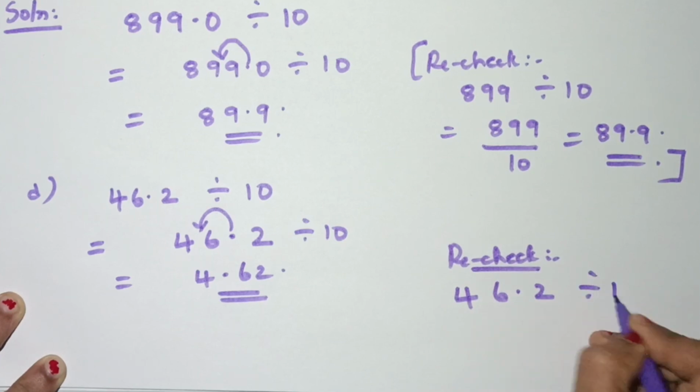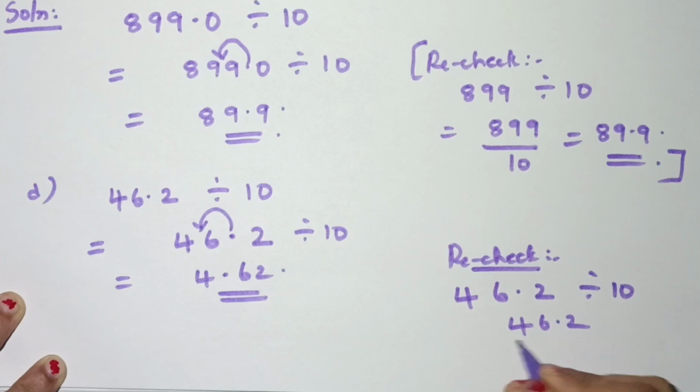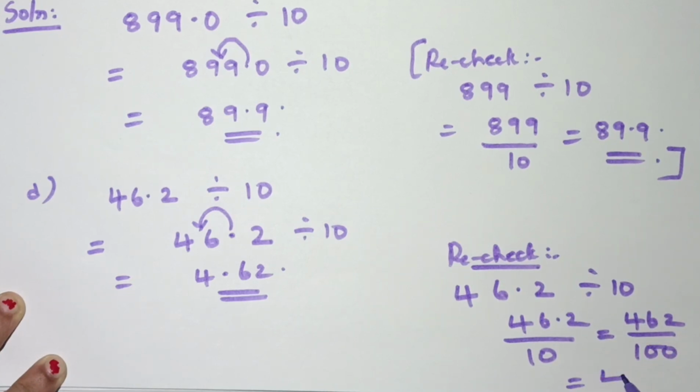46.2 divided by 10, how will you do? Please tell me. So 46.2 upon 10. You can remove this decimal also. So 462 divided by 100. So your final answer is 4.62, which you will learn in higher classes also.